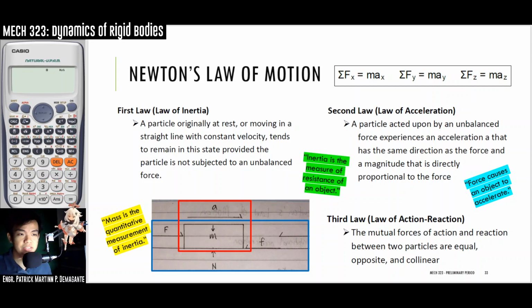So, dito sa first law, the particle originally at rest or moving in a straight line with constant velocity tends to remain in a state provided the particle is not subjected to an unbalanced force. So, ibig sabihin, magte-tend to move lang siya without changing in velocity, without changing in direction, unless a net force. Or yun yung ating unbalanced force.